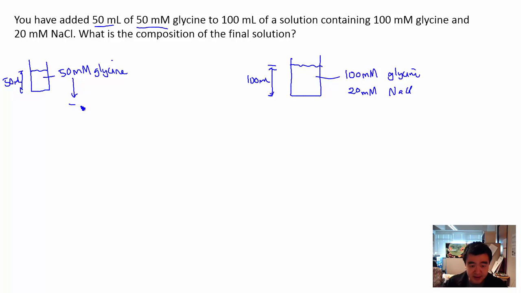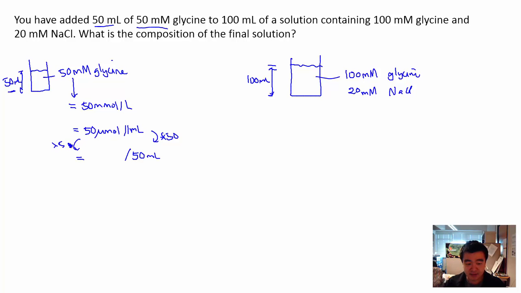50 millimolar is equal to 50 millimoles per liter, which is equal to 50 micromoles per milliliter. Which means if we had 1 milliliter, we would have 50 micromoles. We don't have 1 milliliter, we have 50 milliliters. So over 50 milliliters, get from there to there, times by 50, get from there to there, times by 50, and this would give us 2,500 micromoles.